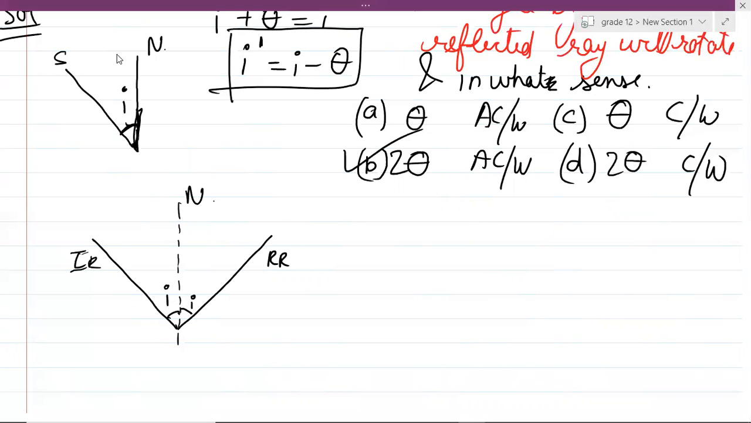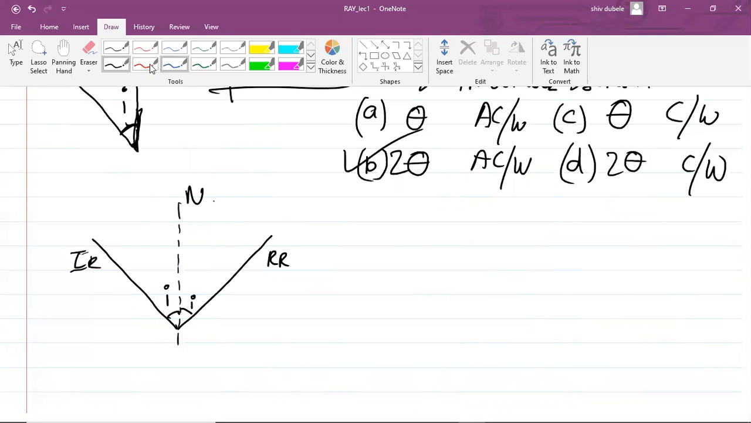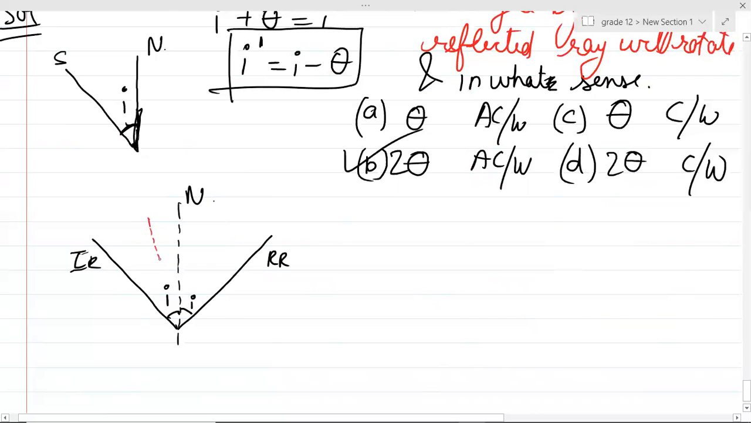Later on, what happened when you rotated the mirror? Then this became the normal N dash, right? This became the normal N dash, but this was the angle theta. This became I dash, right? So the reflected ray in this case went somewhat like this. Yes or no? This is the new reflected ray. So if this angle is I dash, this angle is also I dash.